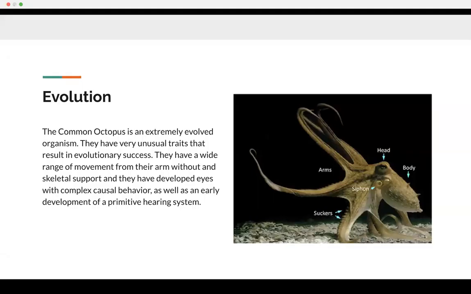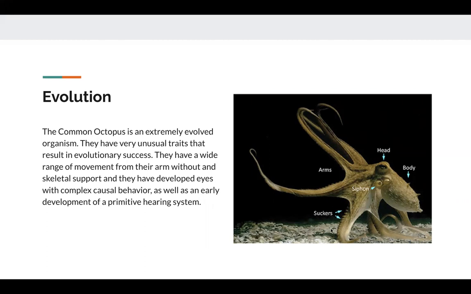The common octopus is an extremely evolved organism. They have very unusual traits that result in evolutionary success that scientists have found. They have a wide range of movement from their arm without any skeletal support, and they have very well developed eyes with complex visual behavior. And they have also developed an early primitive hearing system.